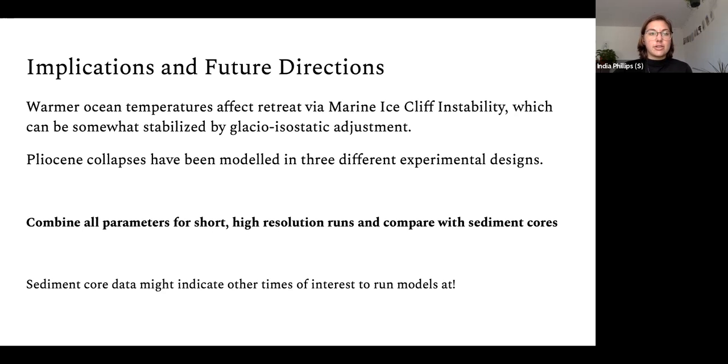So I guess a major future direction is a combination of all of these parameters over short high resolution runs, pinpointing specific time scales that would be interesting to look at, and trying to adjust model parameters to fit data that we see in the cores. Next.